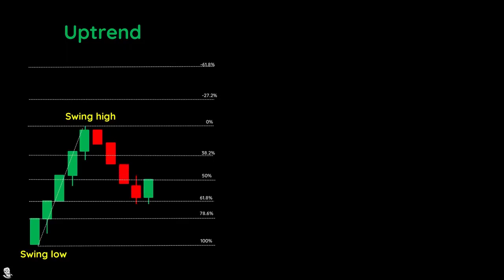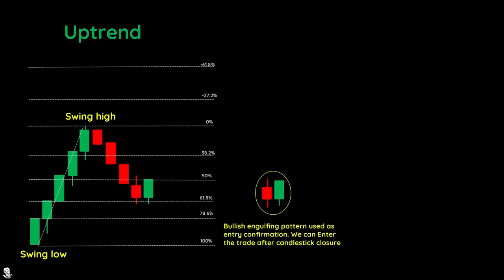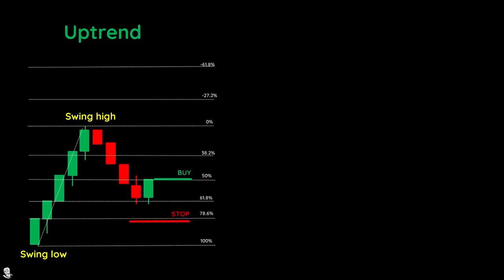After some waiting, we see the retracement is potentially over. We can see some weak rejections which confirm the bounce from the 61.8%, which acts like a support. After the bullish engulfing pattern is formed, we can use this as an entry confirmation. Potential entry is after the candlestick closure and our stop loss could be below the 78.6 retracement. For the take profit targets, we can use the -27.2 and the -61.8 projections.